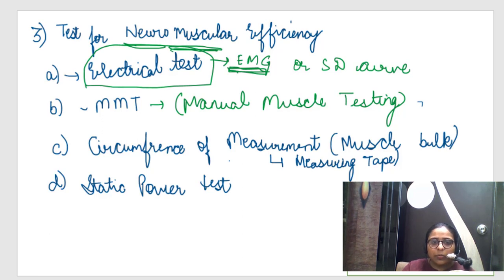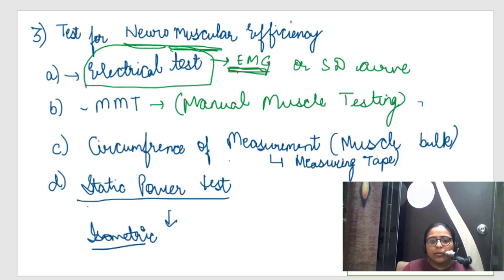And in the static power test, static means same, right, means at the rest. So here what you have to check is the isometric test, means you provide something and you ask the patient to do that. There you test the power of the patient, that how much is the power.